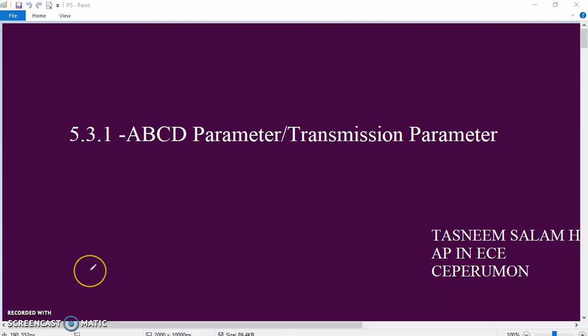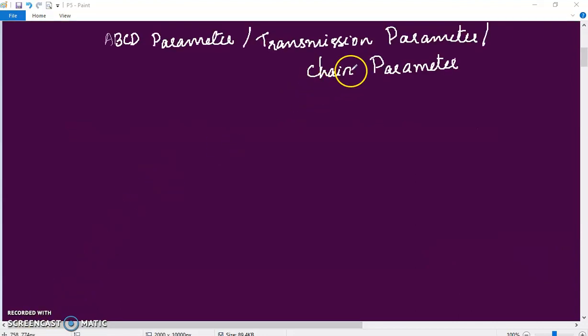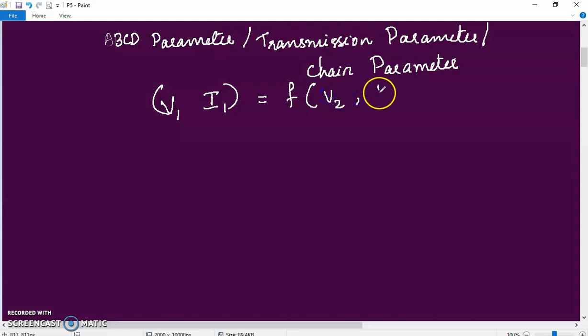In this session, I'll be explaining the ABCD parameters or transmission parameters. It is also called chain parameter. Here we are going to express V1 and I1 as a function of V2 and I2. That is, the relation between the voltage and current at the input port to the voltage and current at the output port. Okay, so now we can express this in equation.